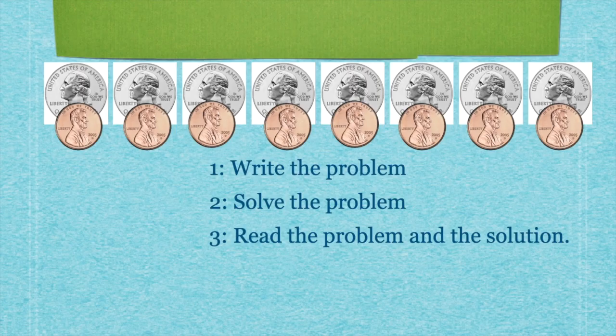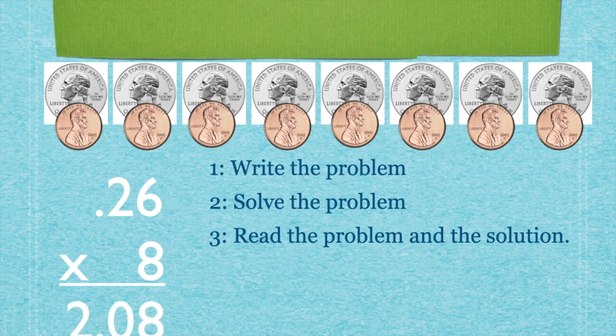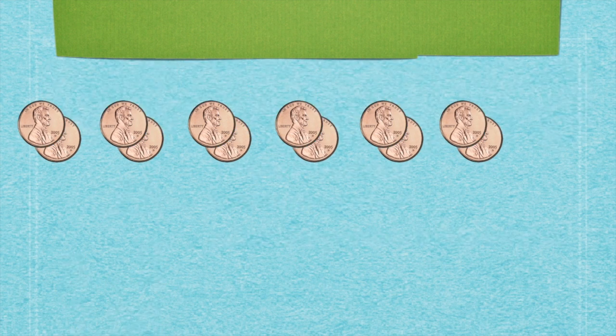Now let's read aloud what you did. You wrote 26 hundredths times 8. And your solution should be bigger than $2, right? It should be $2.08. All right, got it? Here comes your second problem.